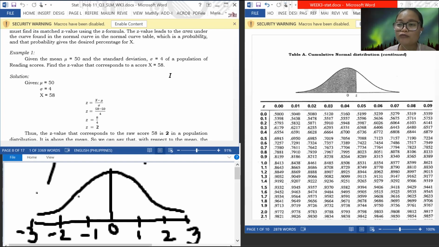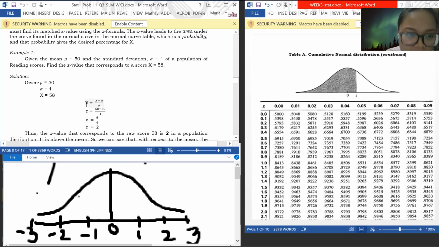So mura bag atong i-convert ang imong ordinaryo nga score into a z-score. So simple ra kaayo. Kuha ang given. First step, read the problem, understand the problem, find out what are the given in the problem. So the given is the population mean is 50, standard deviation is 4, x is 58. Unya, what is unknown? Find the z value. So ang z value ang unknown.